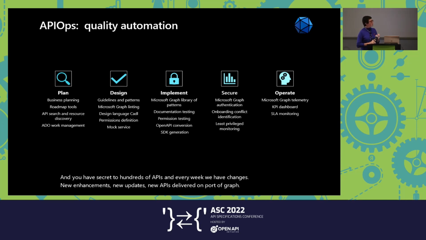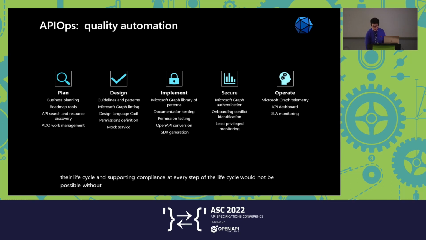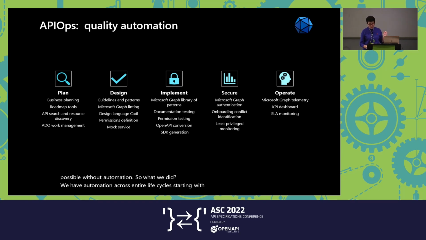It wouldn't be possible without automation. Onboarding so many APIs and supporting their lifecycle and supporting compliance at every step of the lifecycle wouldn't be possible without automation. So what we did, we have automation across the entire lifecycle, starting with planning, and it goes a long way for internal and external developers.